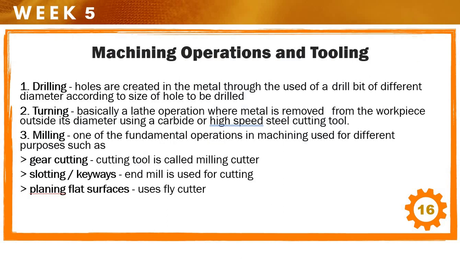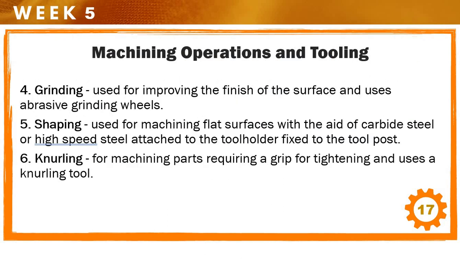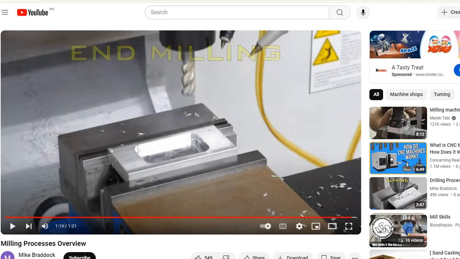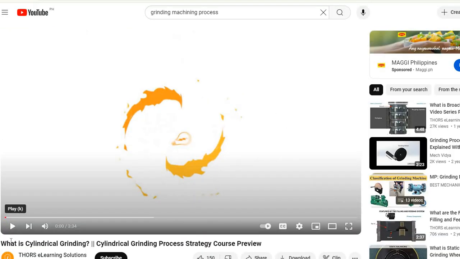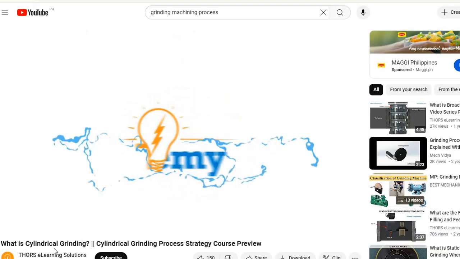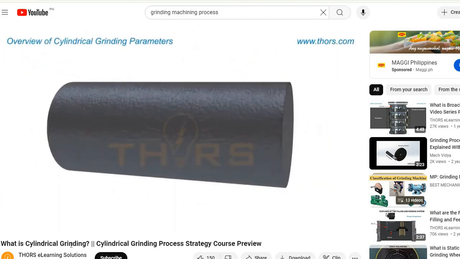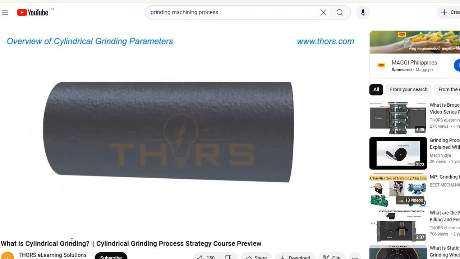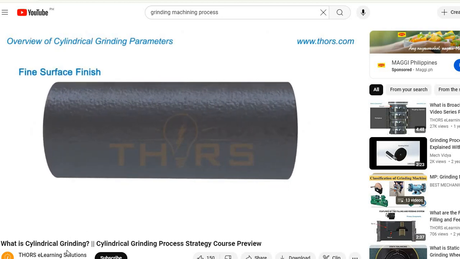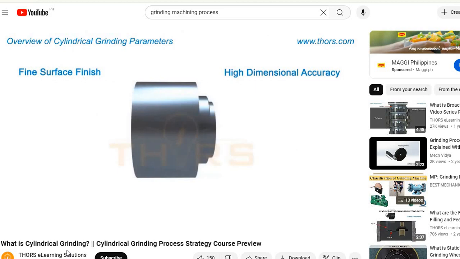Okay, next we have the grinding process. So let's watch the grinding process. We have a cylindrical grinding here. Cylindrical grinding is a downstream machining operation for components that require fine surface finish and high dimensional accuracy. Grinding is preferred for machining very hard materials.